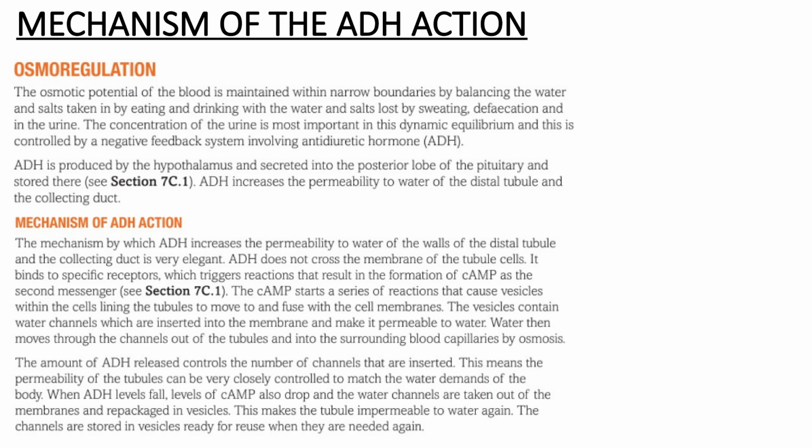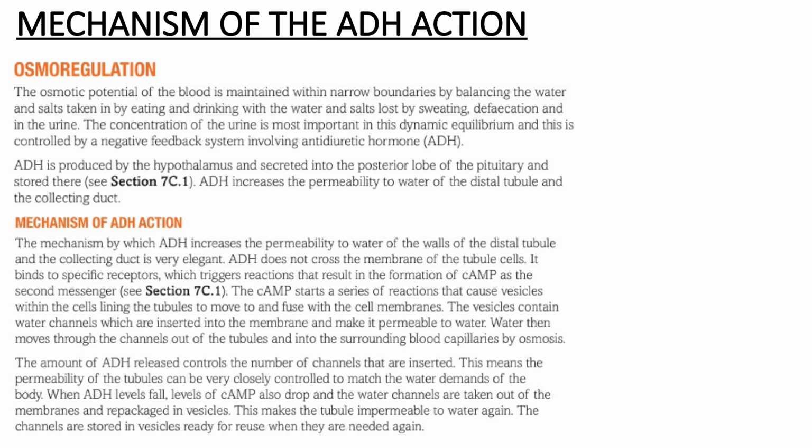The cAMP starts a series of reactions that causes vesicles within the cells lining the tubule to move up to and fuse with the cell membranes. The vesicles contain water channels, which are inserted into the membrane and make it permeable to water. Water then moves through the channels out of the tubules and into the surrounding blood capillaries by osmosis. The amount of ADH released controls the number of channels that are inserted.